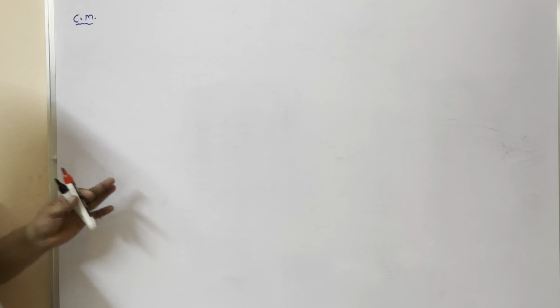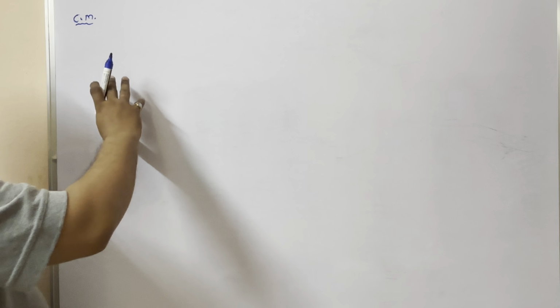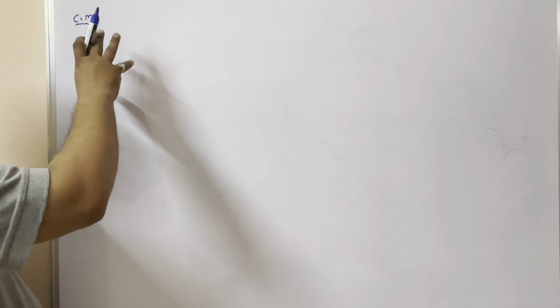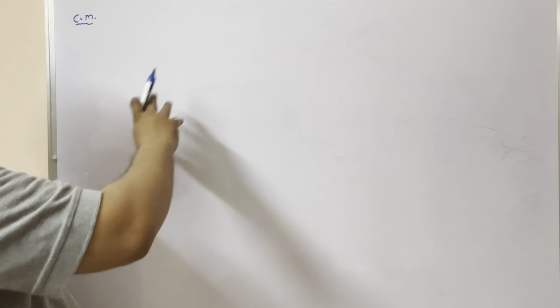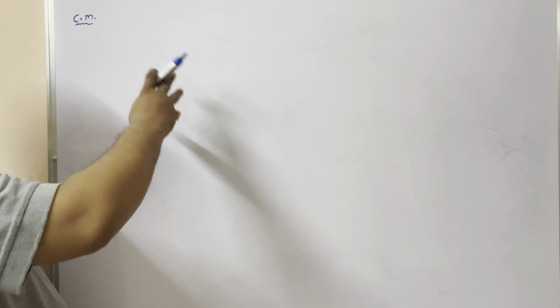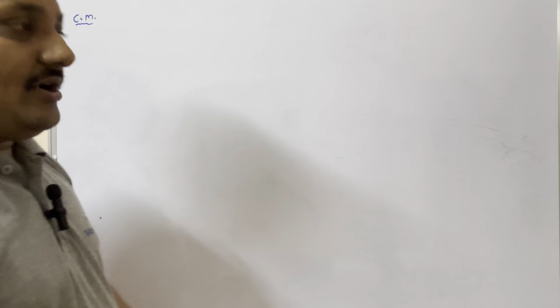So, what is meant by center of mass? By the name itself, it is there. Any object is distributed by so many particles. Those particles have masses. Those masses will be concentrated at one point. Where the total mass is supposed to be acting, that point we call the center of mass.